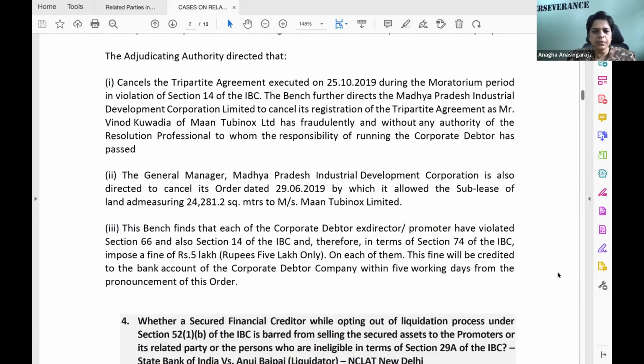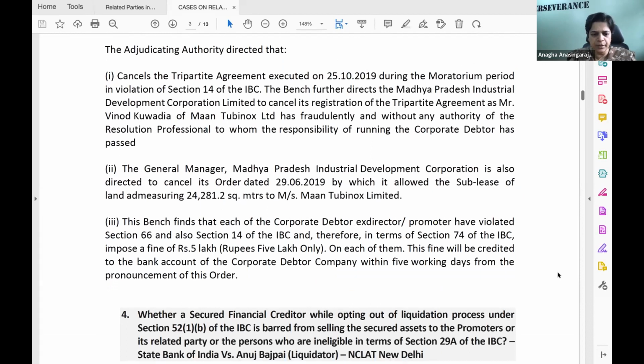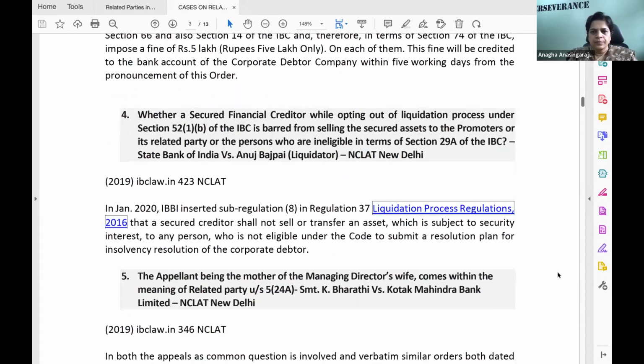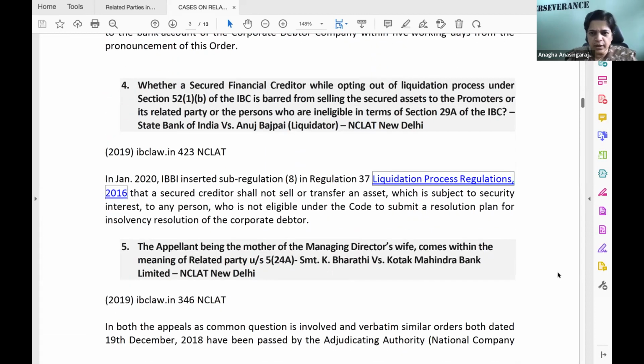So in this case, the company had entered into a tripartite agreement during this particular period. Then this is an old case where the question was whether the secured financial creditor, while opting out of the process under 52, is debarred from selling the assets to the promoters. Now this question has been laid to rest because the amendment was brought in 2020. But before that, the NCLAT had held that they cannot sell it to somebody who is ineligible under 29A.